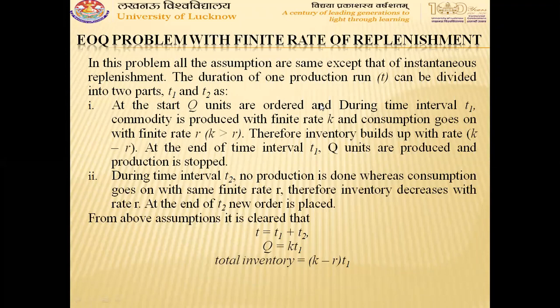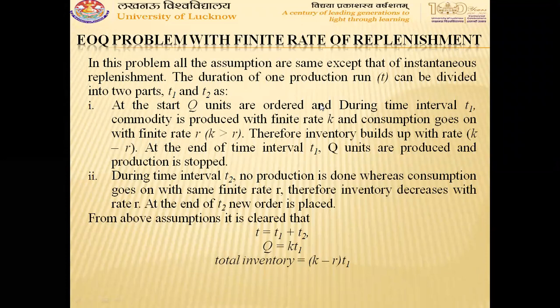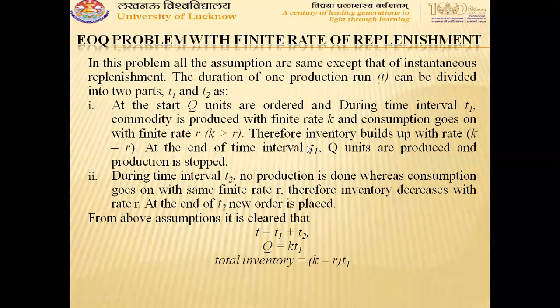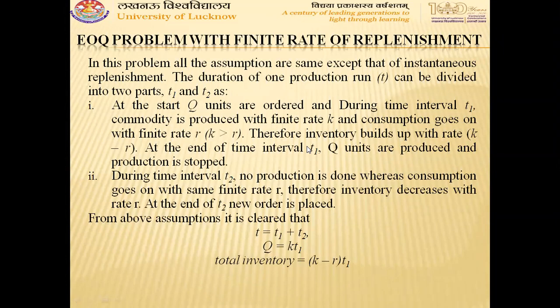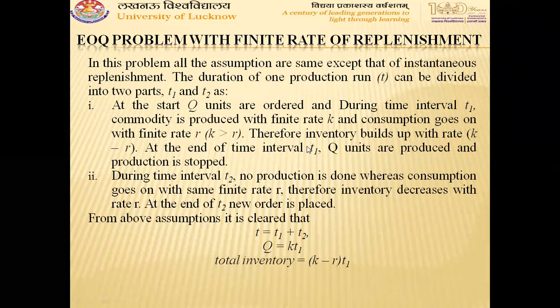At the start of production, Q units are ordered. During interval T1, the commodity or item is produced with finite rate K, whereas consumption also goes on with finite rate R, where K is supposed to be sufficiently larger than R. And since production is going with rate K and consumption is going with rate R, the inventory will build up with rate K minus R.